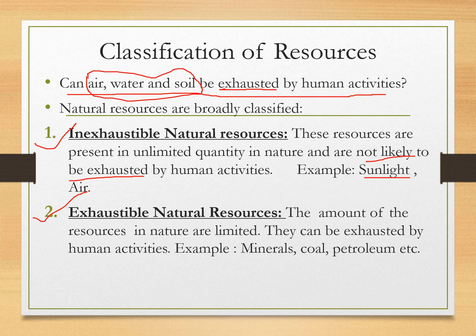Now you see the air, the nature in our atmosphere. There is a sufficient amount of air present, so there is no chance that the nature, these airs or sunlight or water or soil will be exhausted. But if you talk about inexhaustible resources, what does it say?